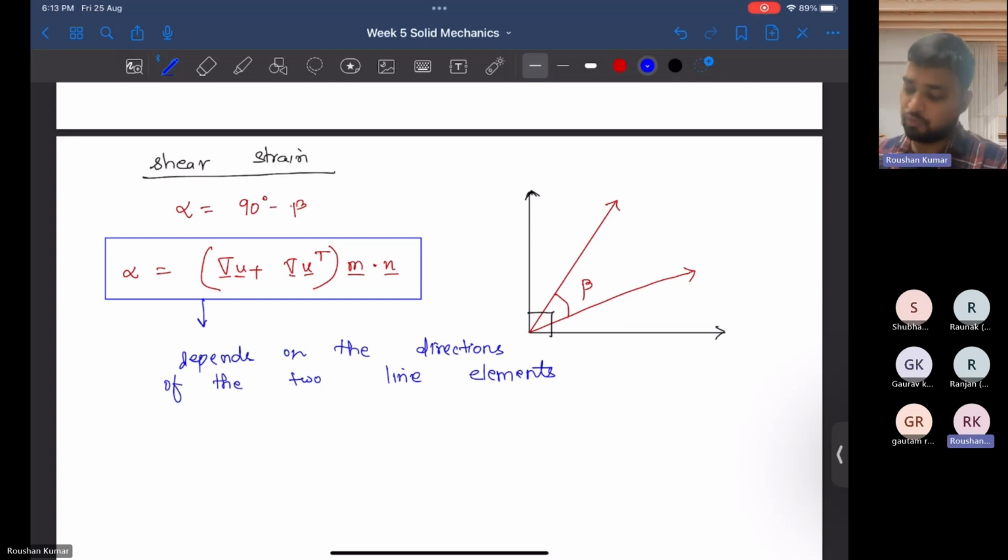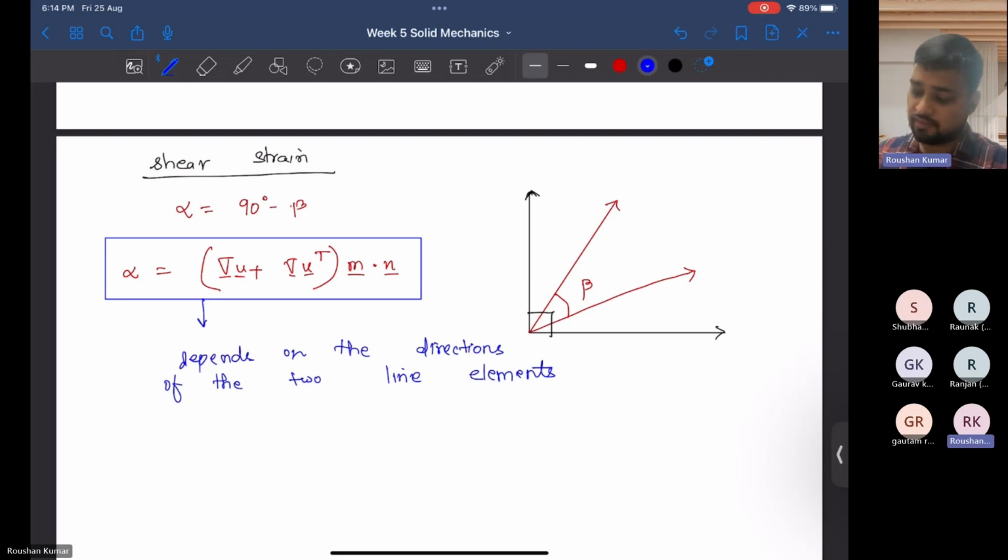So at a given point, several shear strain values occur, because we have different pairs of line elements at a point. So we can have different sets of shear strain corresponding to different pairs of line elements. From this we can infer this.